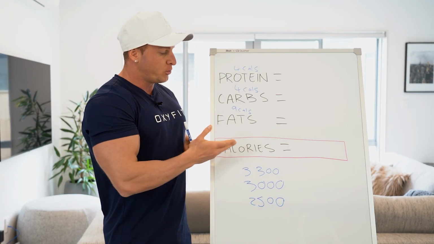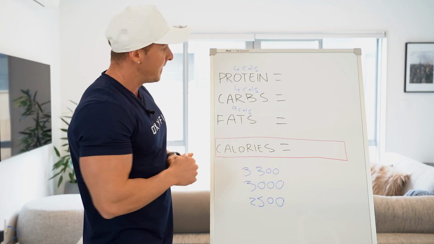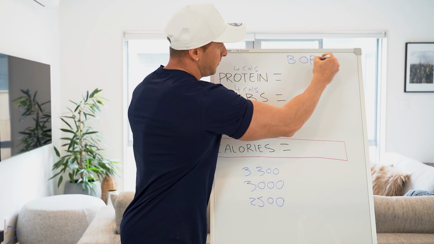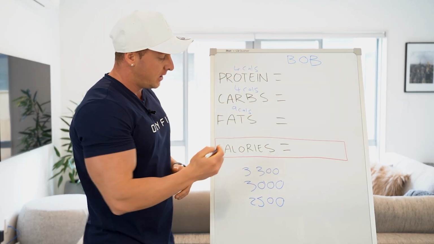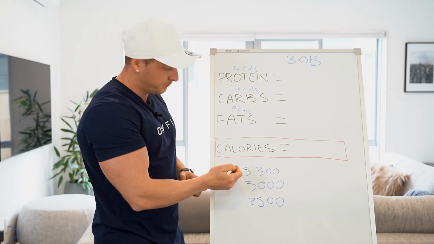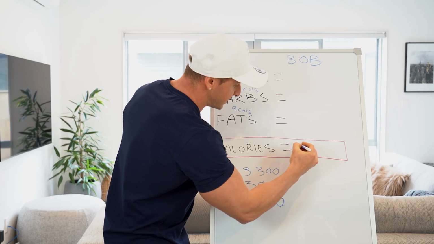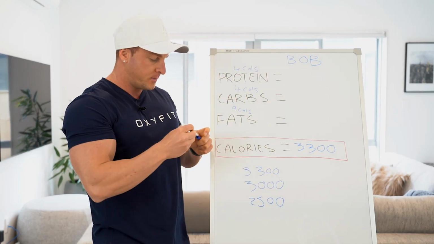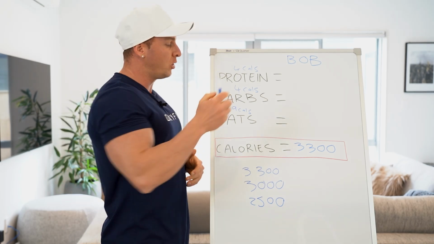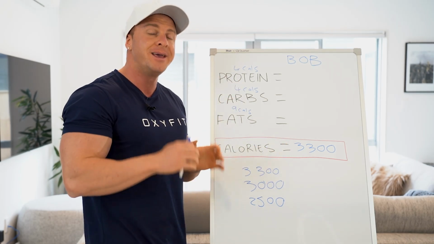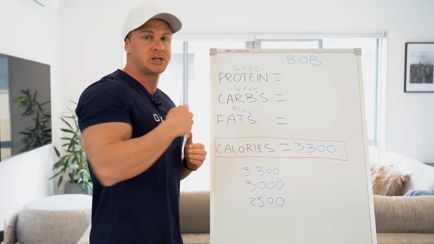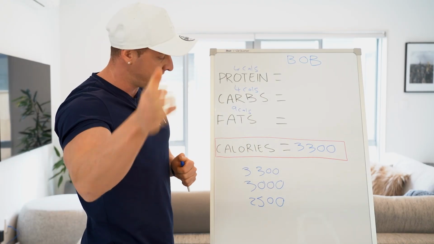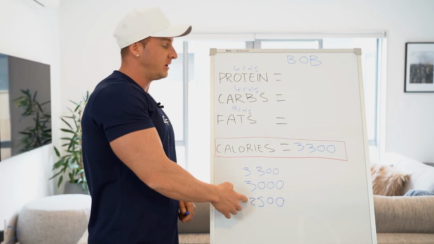So, let's work out this guy's maintenance. We'll call this guy Bob. Let's just say we are bulking up and we're going to go for 3,300 calories. So our number of calories that we want to aim for every single day is 3,300 in order to put on muscle and bulk up. Obviously, if you're cutting, dieting, it'll be 2,500.